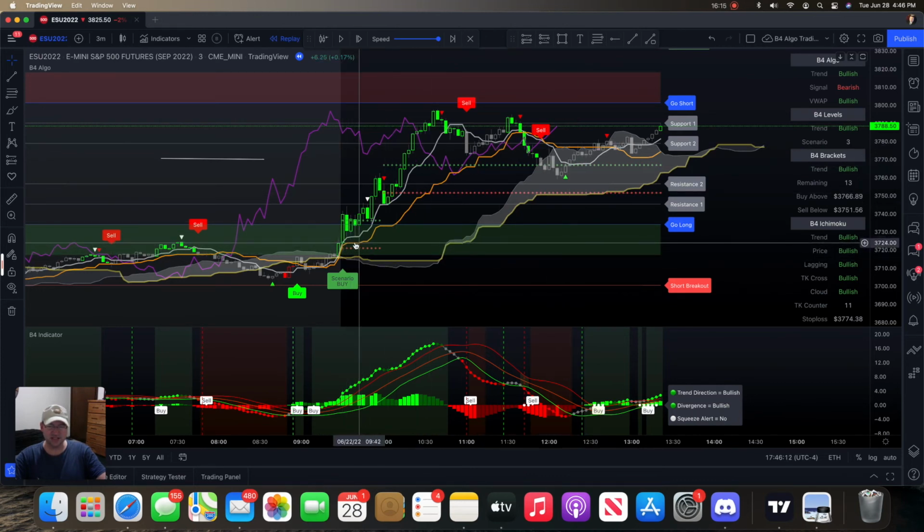Kijun-sen flattens out. What does price do? Retraces. Kijun-sen flattens out. What does price do? Retraces. Kijun-sen starts flattening. What does price do? Retrace.